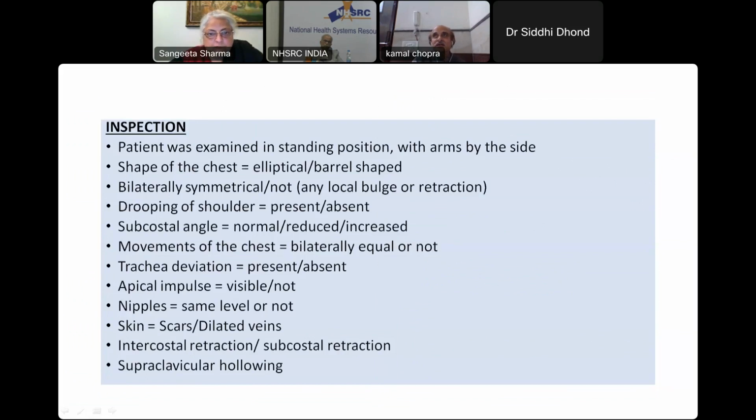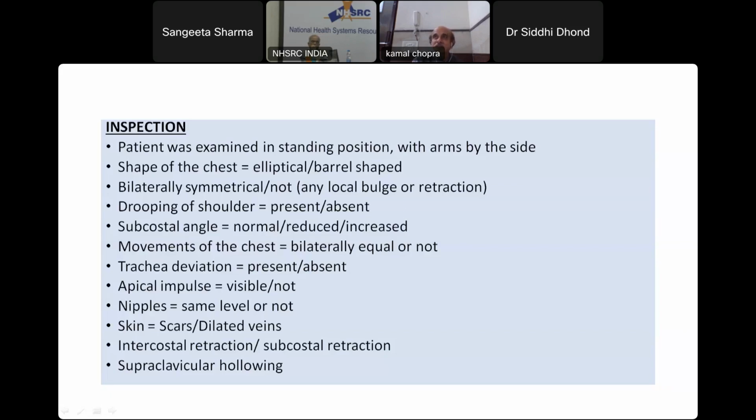Inspection leads us to many clues. The patient should mostly be examined in standing position. Shape of chest: a barrel shaped chest is suggestive of COPD or asthma. Whether it is bilaterally symmetrical; any bulge or retraction shows that there is some fibrosis or decreased volume of the lung. Drooping of shoulder is important. Subcostal angles, chest movements, whether they are bilaterally symmetrical or there is some restriction. Tracheal deviation: usually the trachea is in the center or slightly towards the right.